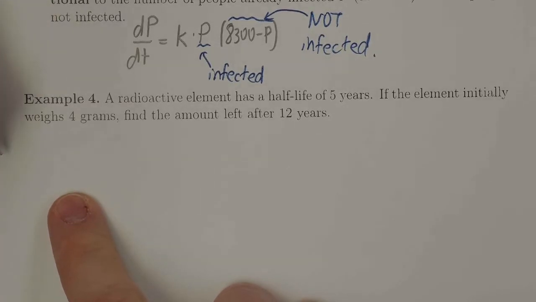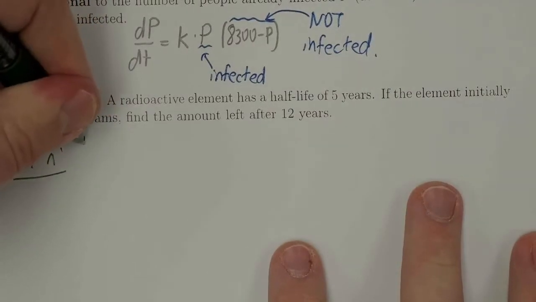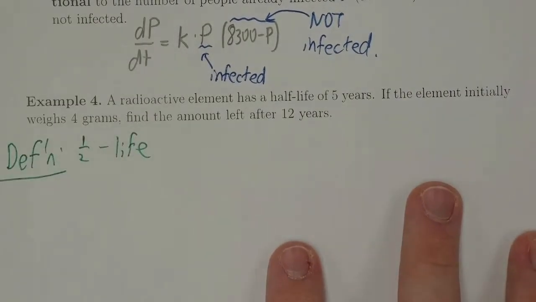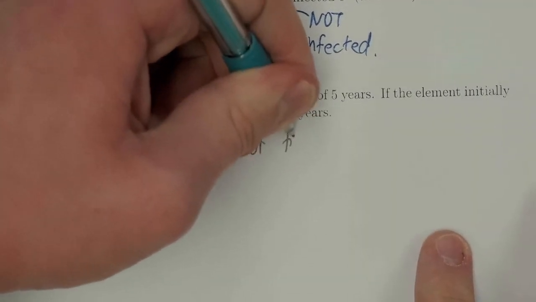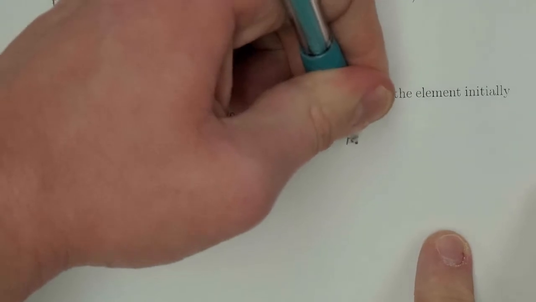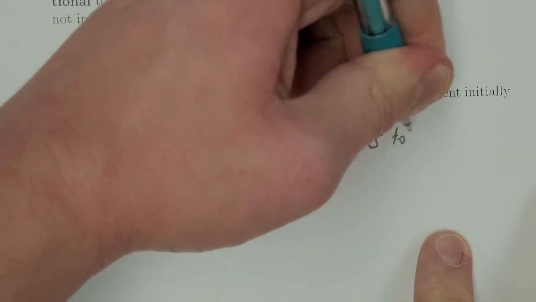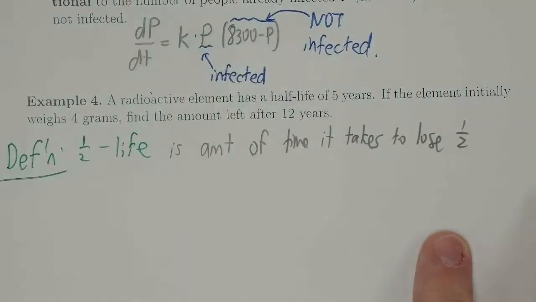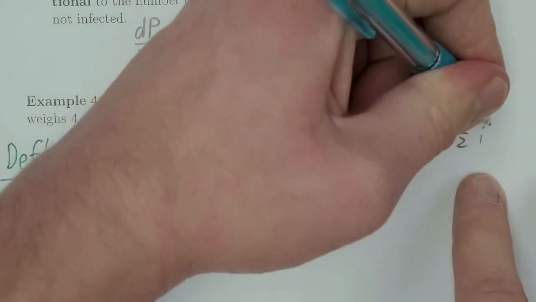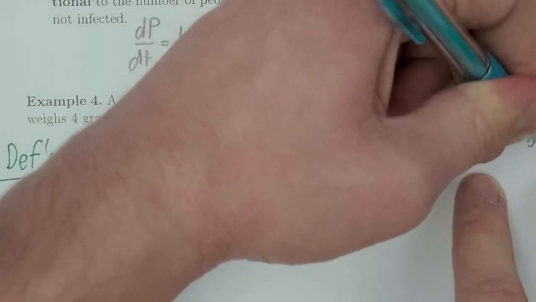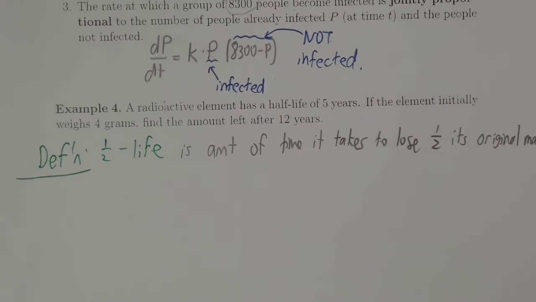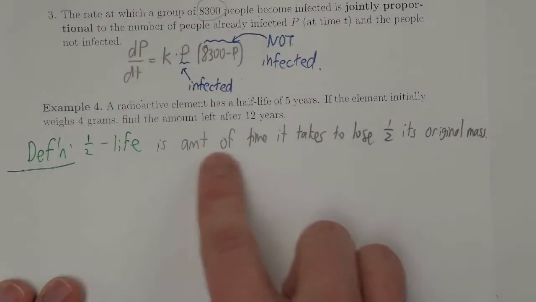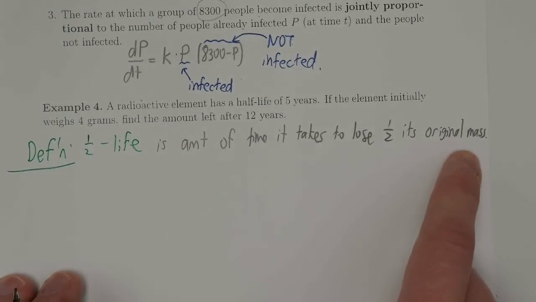So I'll just recall this definition from 16010. Definition: half-life is the amount of time it takes to lose half its original mass. So half-life is the amount of time it takes for a sample to lose half of its original mass.